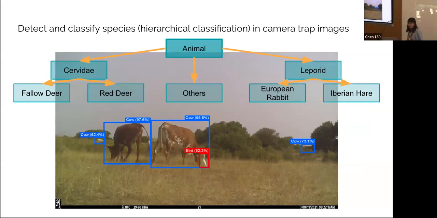And that's what we want, that's our final goal. There are some animals that are very similar, for example, fallow deer and red deer. So we want to do a hierarchical classification. Instead of saying, if the model doesn't know for certain whether it is a fallow deer or red deer, it will say that it's a cervidae, and also for the European rabbit and Iberian hare, it will say it's a leporid.